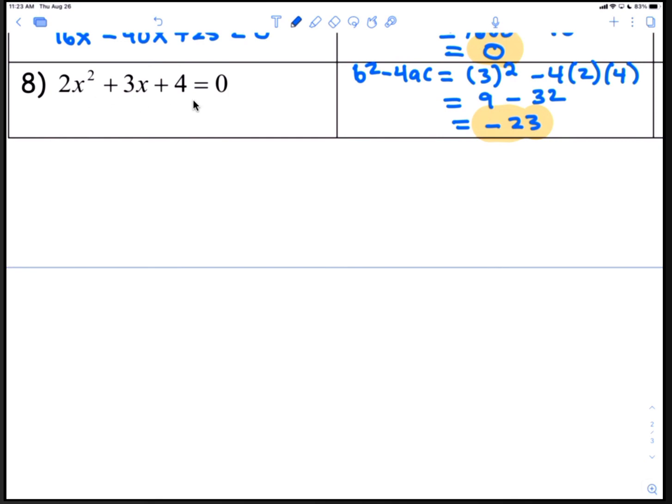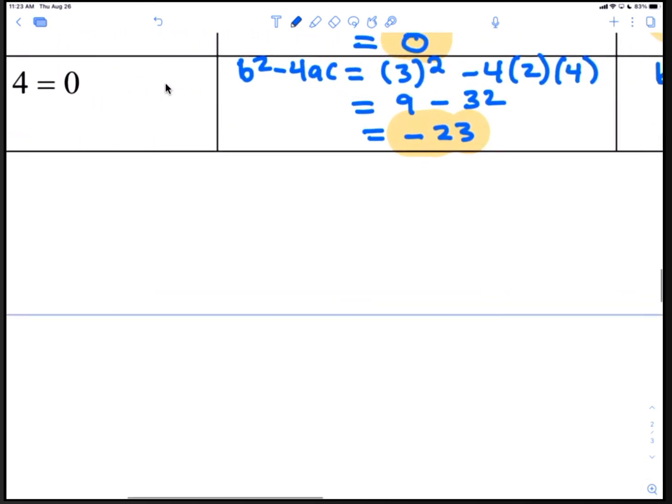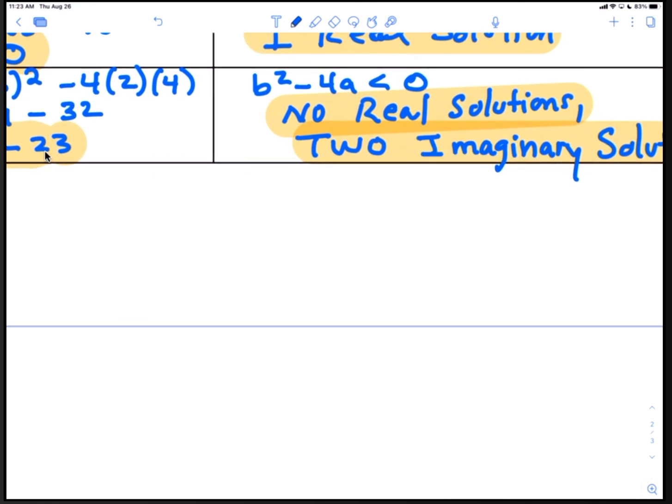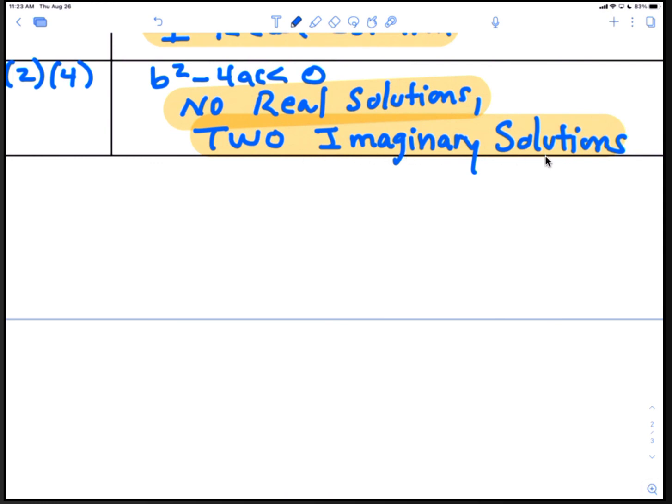For number 8, this is already written in standard form, so there's no need to move anything around. A is 2, b is 3, c is 4. Plugging the numbers into the discriminant, b squared minus 4ac becomes 3 squared minus 4 times 2 times 4, which is 9 minus 32, which is negative 23. Negative 23 is negative, so therefore we're saying the discriminant, b squared minus 4ac, is negative, or it's less than 0. When it's less than 0, we have no real solutions, but instead we have two imaginary solutions.